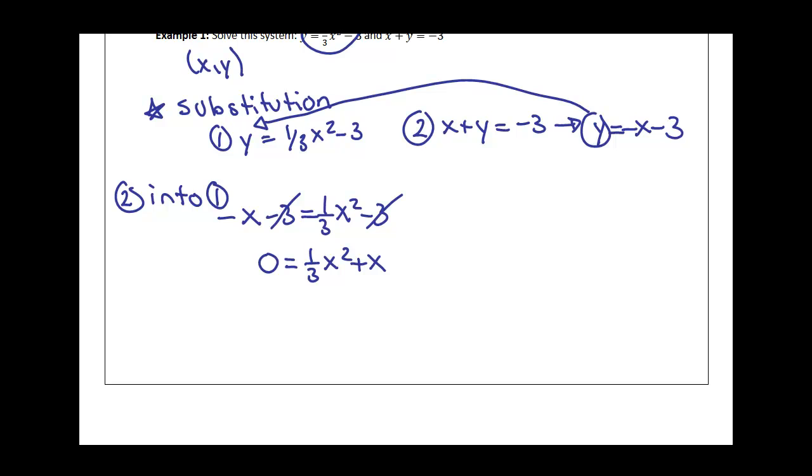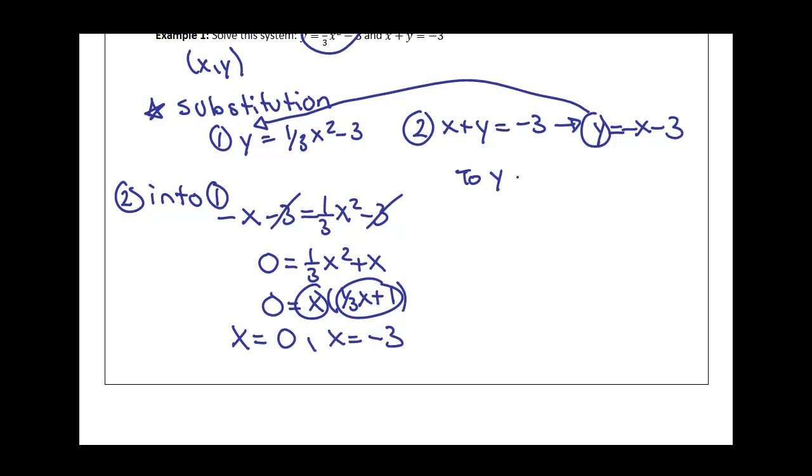Well, from here our quadratic can be factored. So we have 0 = x(1/3 x + 1), and hence from there we can see that our factors are x = 0 and x = −3, setting each part equal to 0 and solving. Well, now that we have two values for our x coordinates, we need to find our y coordinates.